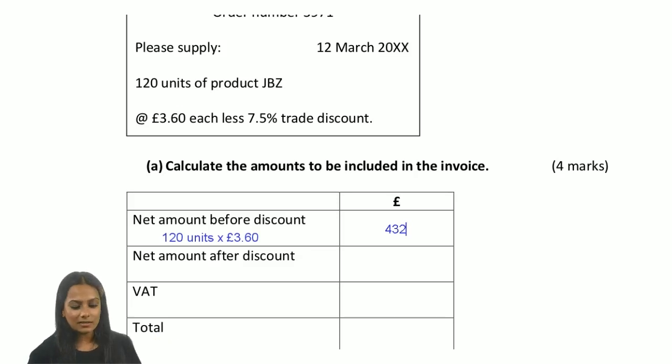Right, the second item is the net amount after discount. The customer has been offered a 7.5% trade discount.